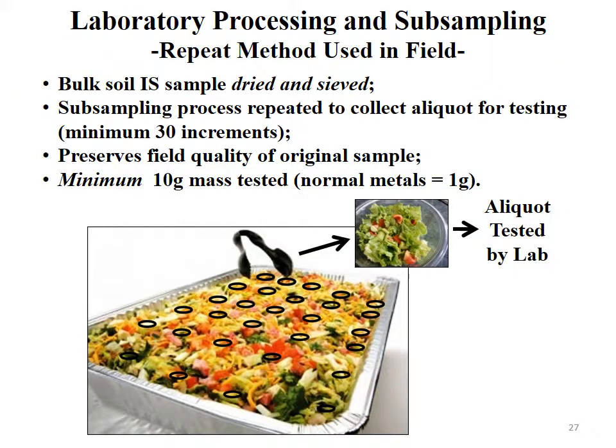Now when the laboratory gets our really large sample, then again they're not just going to grab a handful and test it. If this was soil, the bulk soil sample will be dried, sieved, and subsampled. In the case of salad, this example here, they're going to collect small amounts of salad from, again, 30 or more points within the salad, repeating the same process in the field. And then the subsample that you collect is going to be representative of the sample that was sent in, and the sample that you sent in was representative of the area in the field. And that subsample is the aliquot tested by the laboratory. Again, if this was soil, then we'd be testing a minimum of 10 grams.